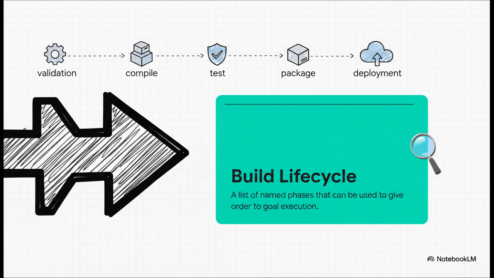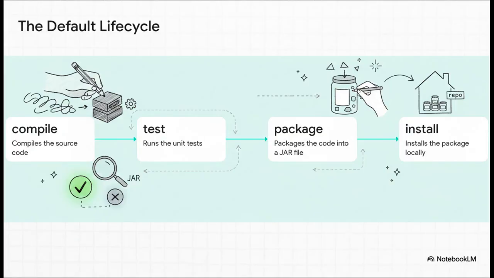So the other half of this magic trick is what's called the build lifecycle. You can think of it as Maven's built-in instruction manual, right? A predefined sequence of steps or phases that every project follows to get built. Let's walk through the main phases. First up, compile. No surprise there, it compiles your code. Next, test. It runs all your unit tests to make sure nothing broke.